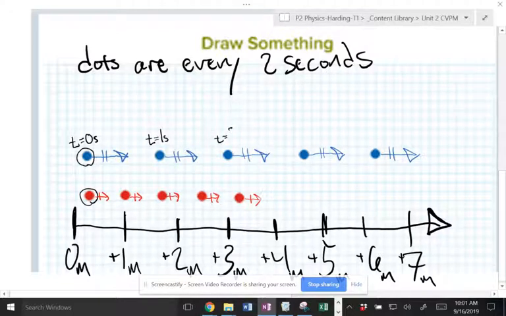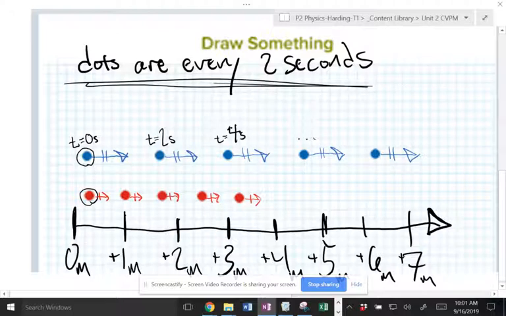Oh, that's not right. Dots are not 1 second apart. Dots are 2 seconds apart, Mr. Harding. So this would be 2 seconds. This would be 4 seconds, so on and so forth. I'm not going to write that because I already set it up here. Dots are every 2 seconds. So if we know the circled one is time zero, you can count on from there. 0, 2, 4, 6, 8.